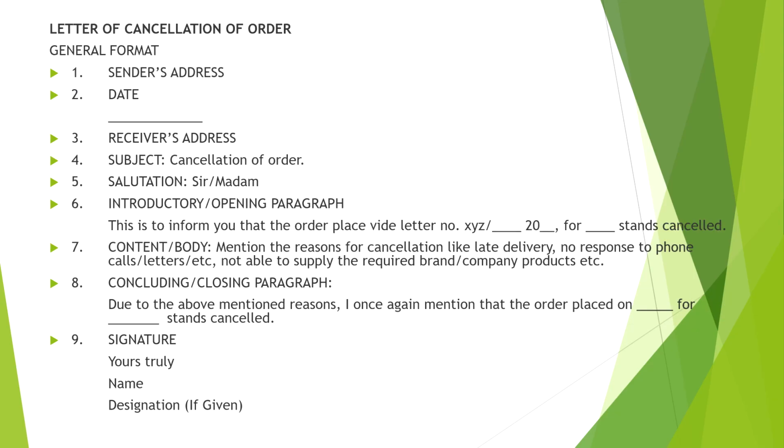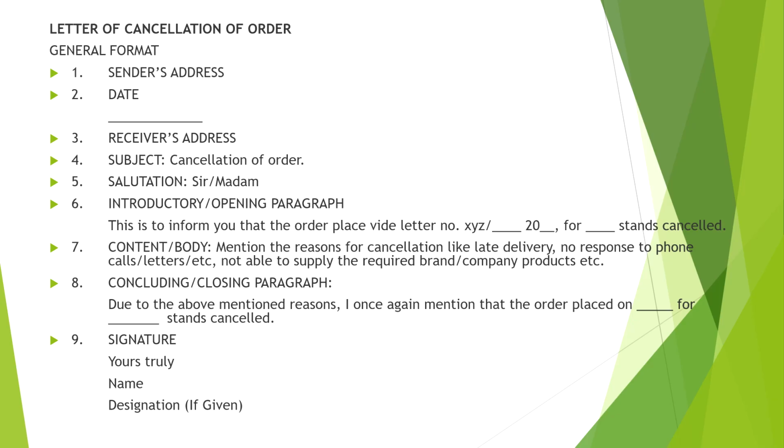So this is the last form of formal letters which I have in my tutorials. Letter for cancellation of order. Very rarely it comes, but still, when I'm discussing the format of all, I thought I should mention this also. General format remains the same. Sender address, date, receiver address, subject is cancellation of order. Salutation will be Sir, Madam. Introductory opening paragraph will be: this is to inform you that the order placed vide so and so stands cancelled. You can also start with regret: I would like to inform you that the order placed vide letter number so and so stands cancelled.